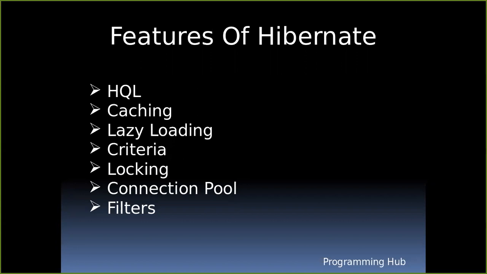If found, then the data is copied from the level 2 cache to the level 1 cache, and then from level 1 it's loaded into our application. If not found in the second level cache, then Hibernate goes to the database and reads from the database into the level 2 cache, then copies to level 1, and then returns the data to our application.